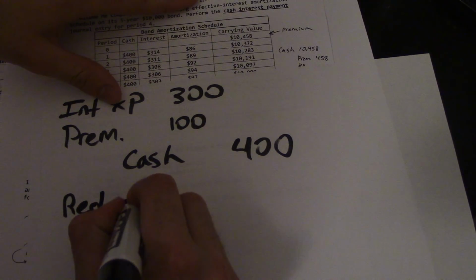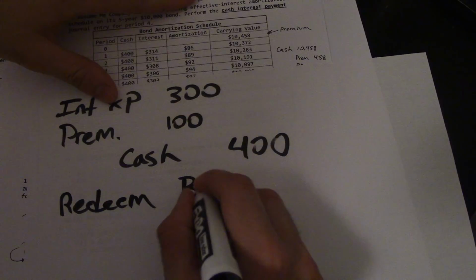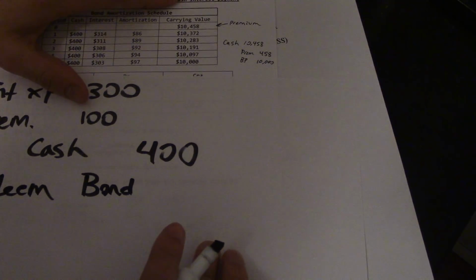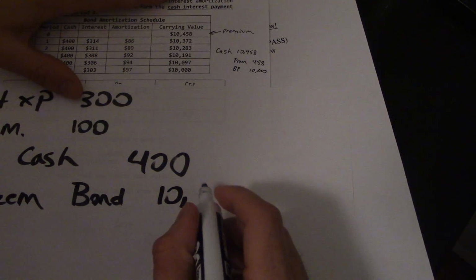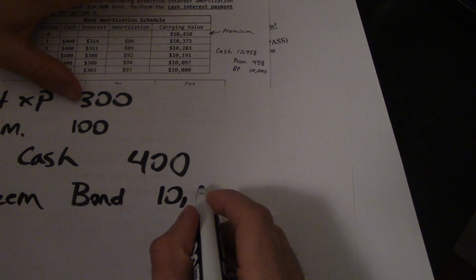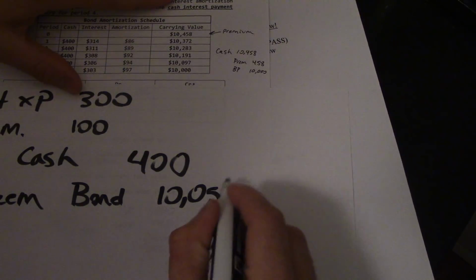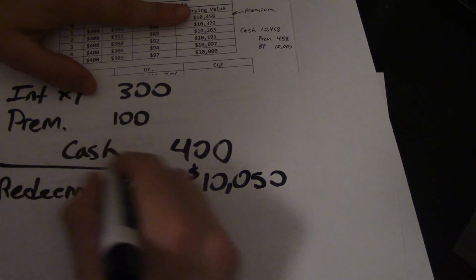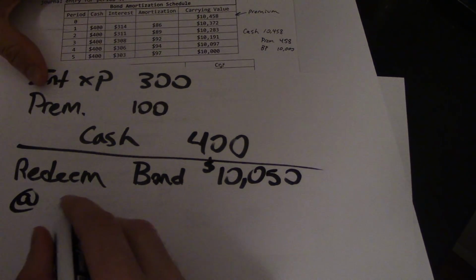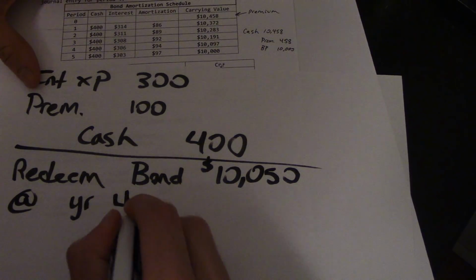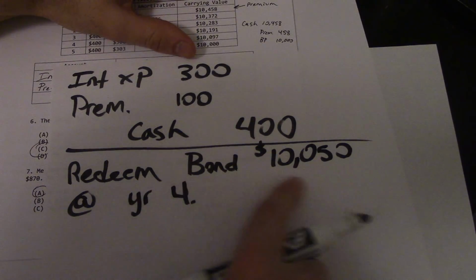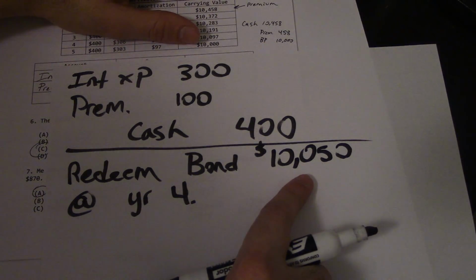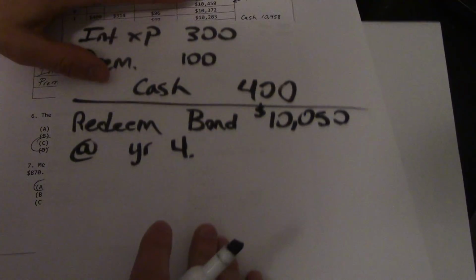Not too bad. Now, the tricky parts, or something else that they might ask you about, is, let's say we redeem the bond for 10,050 at the end of year 4. Let's do that. So we're redeeming the bond for 10,050 at the end of year 4.